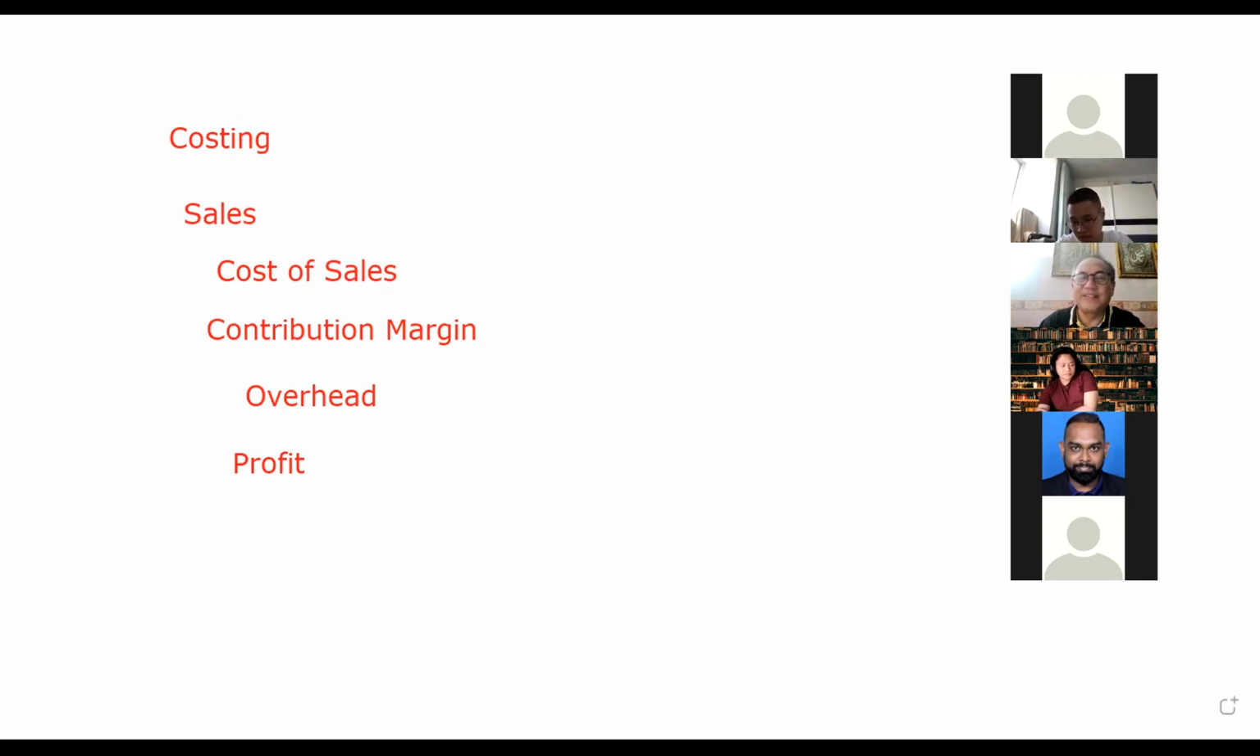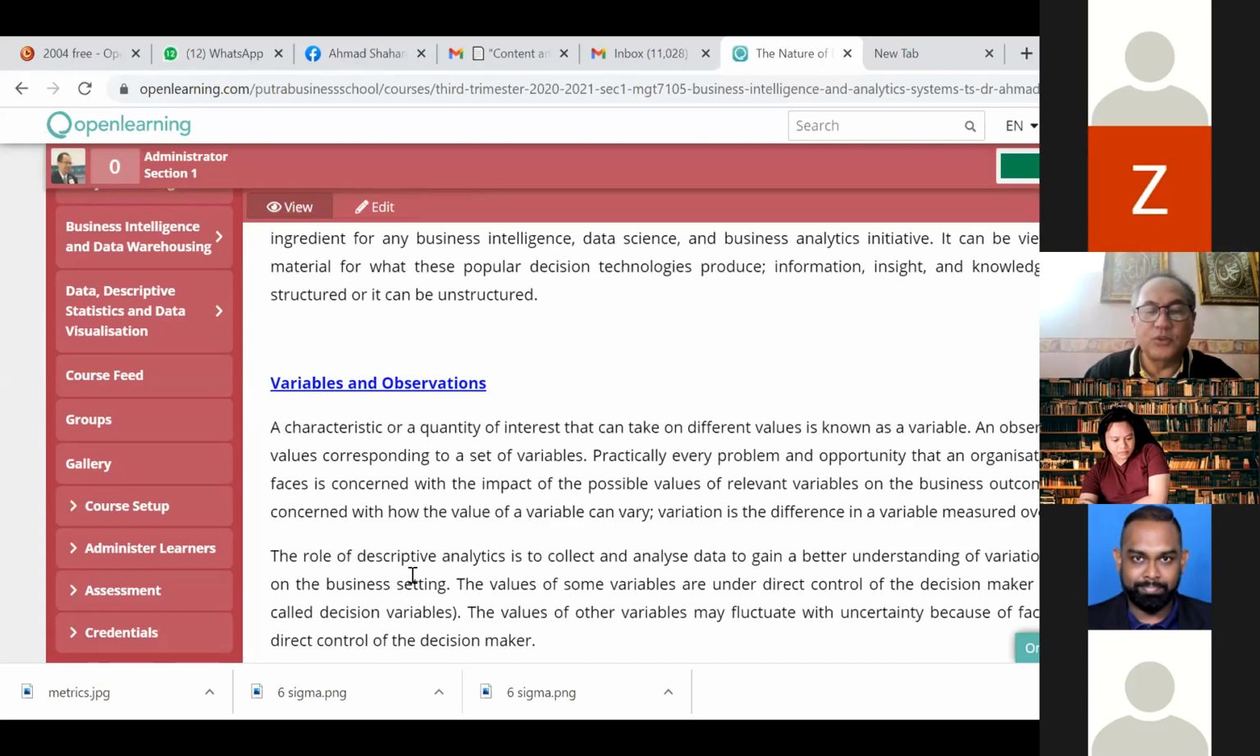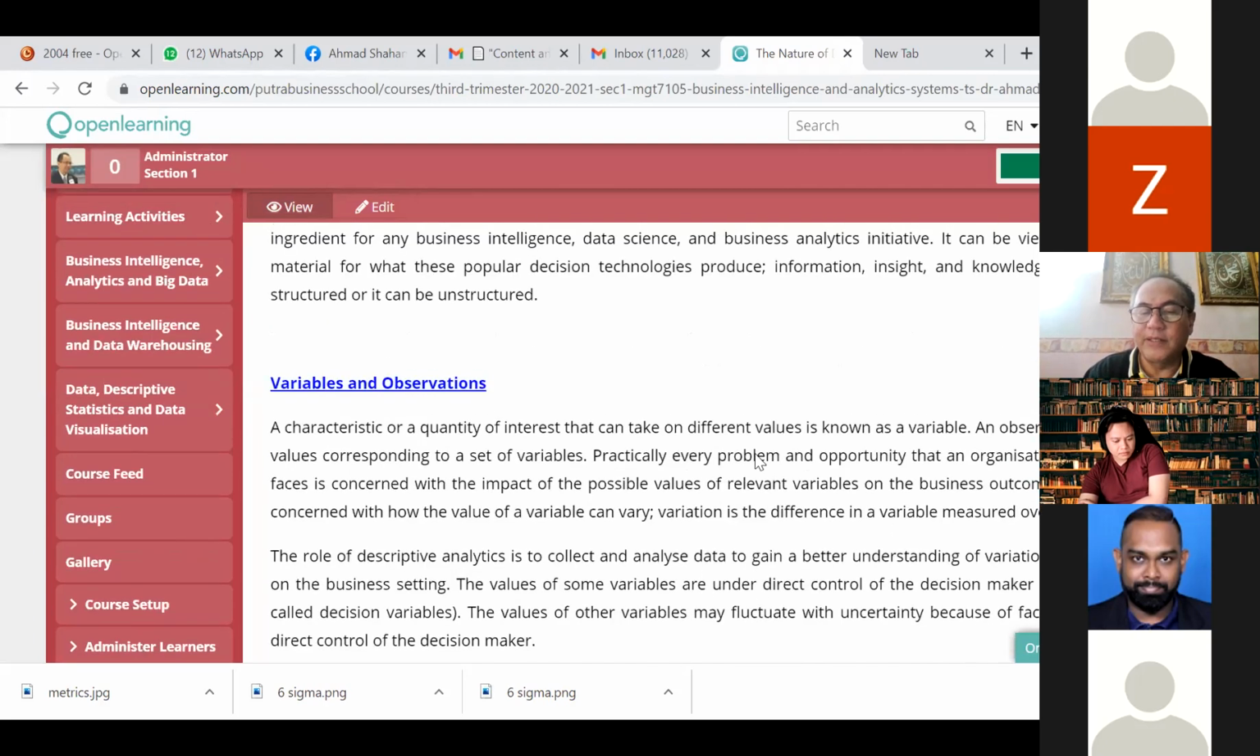Okay, before we move on, I just want you to understand that this is the data we're looking at, and the role of descriptive analytics is to collect and analyze data so that you can understand the variation and impact on the business setting. There are some variables. Sales are variables, cost of sales are variables. Maybe even payroll is a variable. Raw material and utilities are variables. And then there are some components of variables which are related to your specific industry.